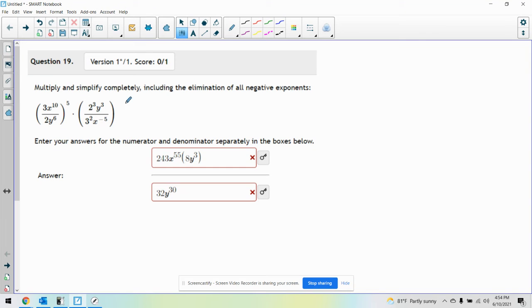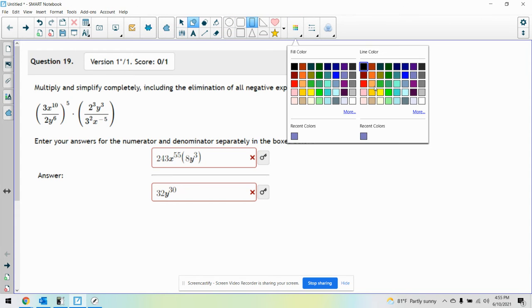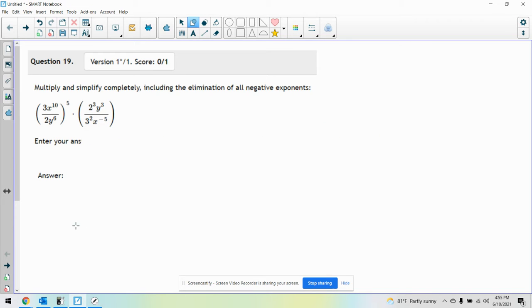Okay. These can get pretty messy pretty quickly, so it really helps to try and write out as many steps as possible. I'm just going to start by covering up your answer, just so I have a little bit more space. Okay, so the first thing I'm going to do is take this exponent of 5 and distribute it to every single thing in this parenthesis.